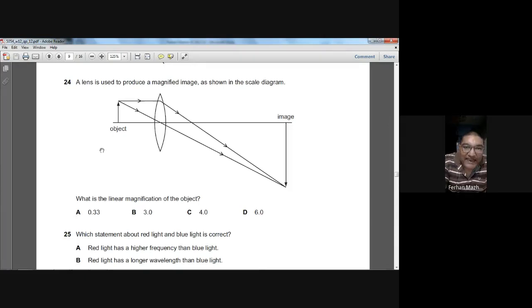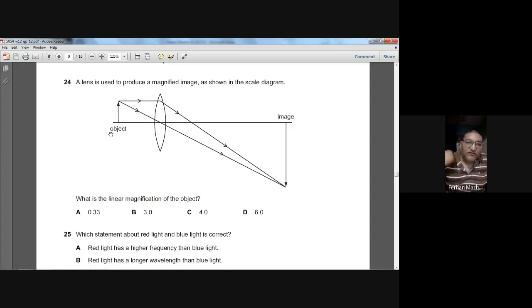So if you have a hard copy in front of you, take a scale and measure the length of the image. Then measure the length of the object. Divide the length of the image, or height of the image, by the height of the object. You will get the linear magnification.